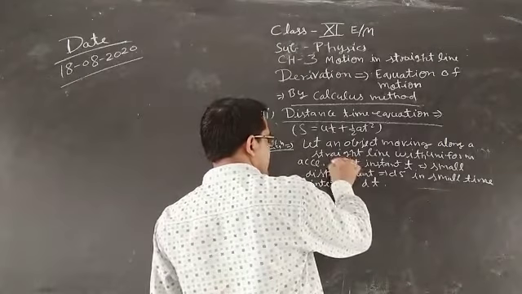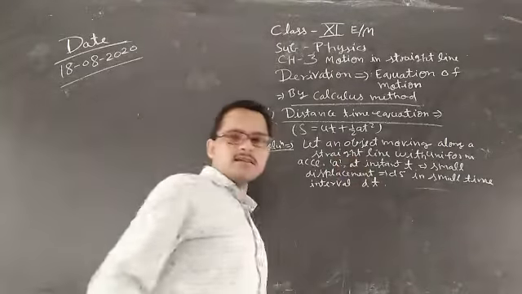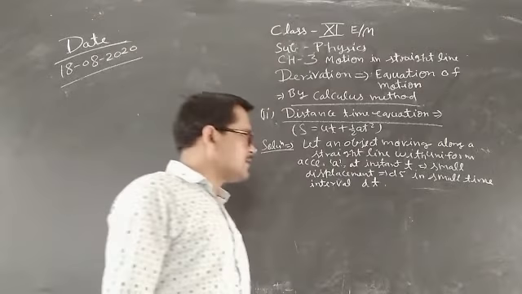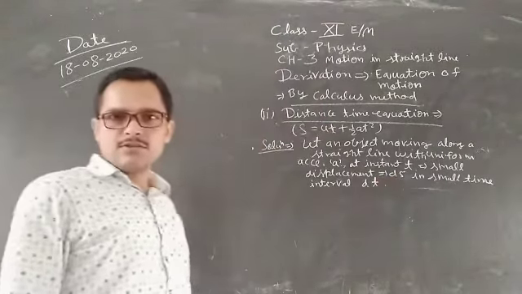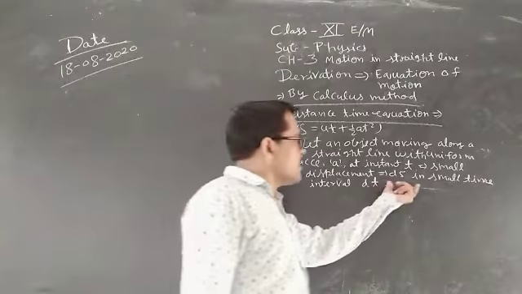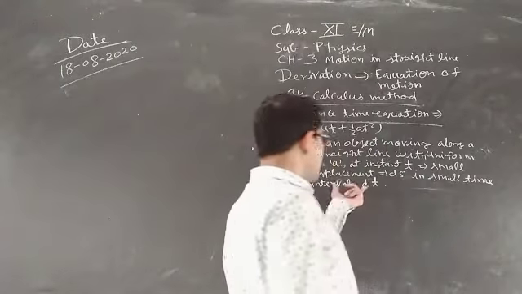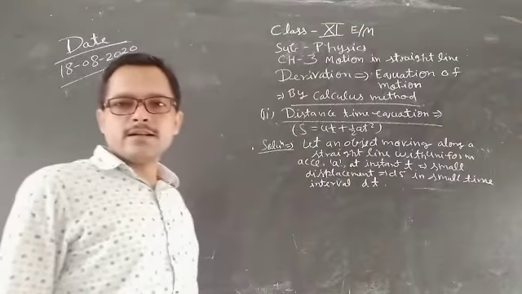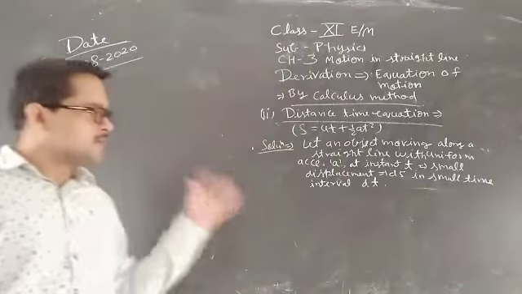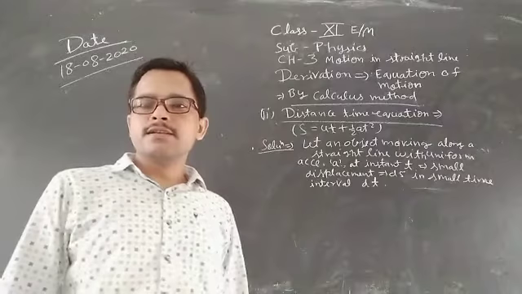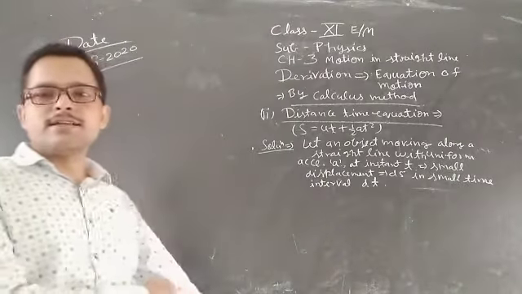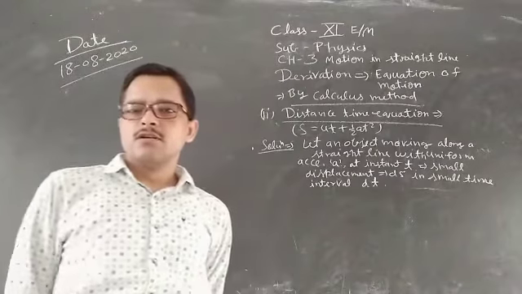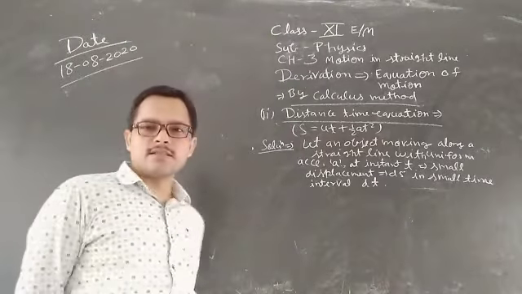Uniform acceleration a at instant t. Students, we will take a small displacement ds in a small time interval dt. As I explained already, we will integrate. In the calculus method, we apply integration to the quantities. Okay, by the integration method.